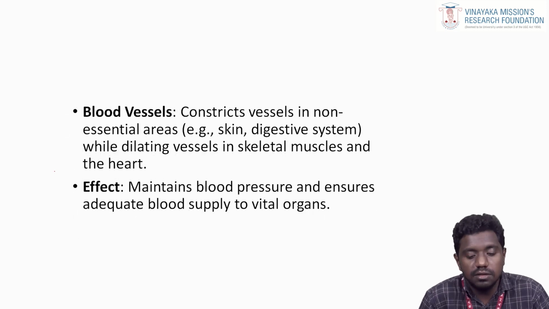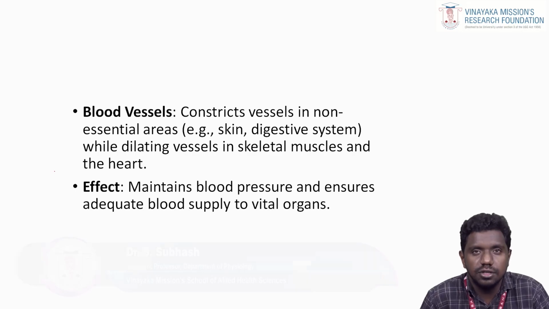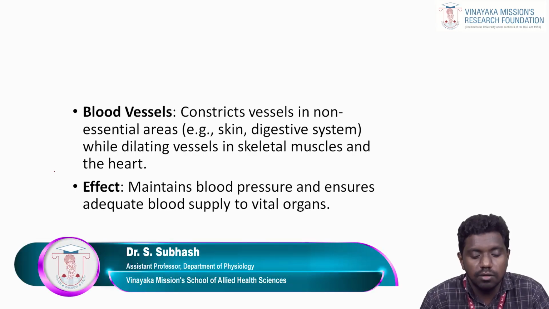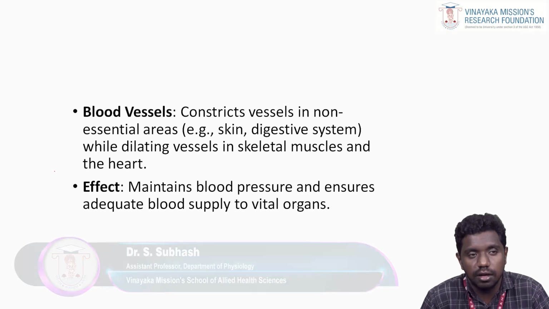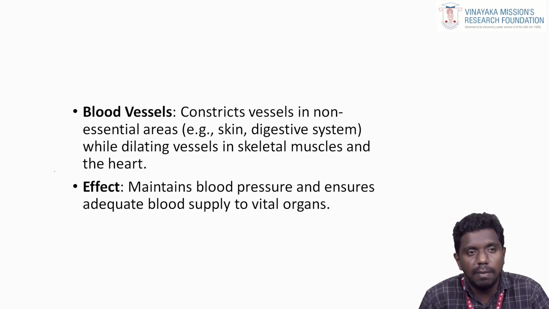Next, blood vessels. Blood vessels constrict in non-essential areas like the skin or digestive system. Both skin and digestive systems are enhanced by the parasympathetic nervous system, mostly in a relaxation period. But during sympathetic activation, these are not essential and their functions are very limited. So the sympathetic nervous system constricts blood vessels in those areas while dilating vessels in skeletal muscles and the heart, which increases blood flow to our body.